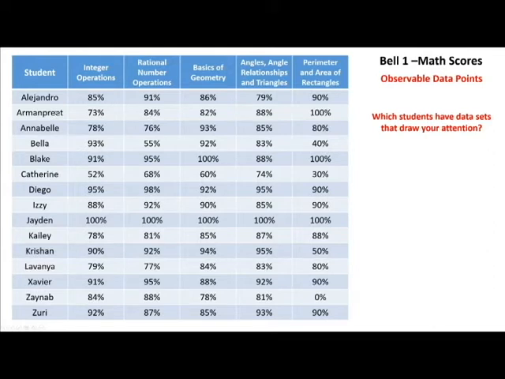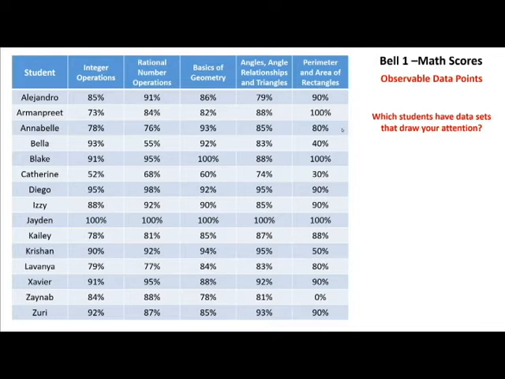I'm then going to go down to Armanpreet. Looking at their scores, I'm going to see a 73, an 84, an 82, an 88, and 100. Once again, I'm seeing that this student has done pretty well. And I'm going to go through every student just like that and begin to pull things out and start to look for things that maybe will require a little bit extra of my attention.